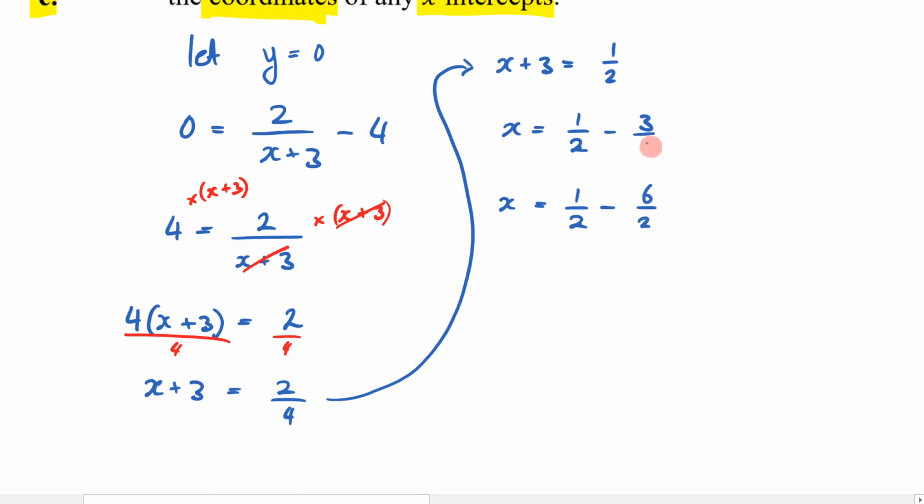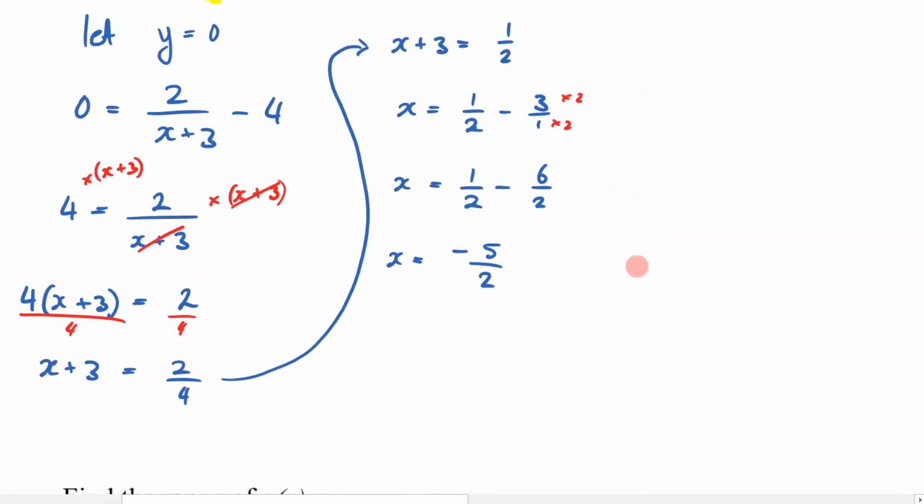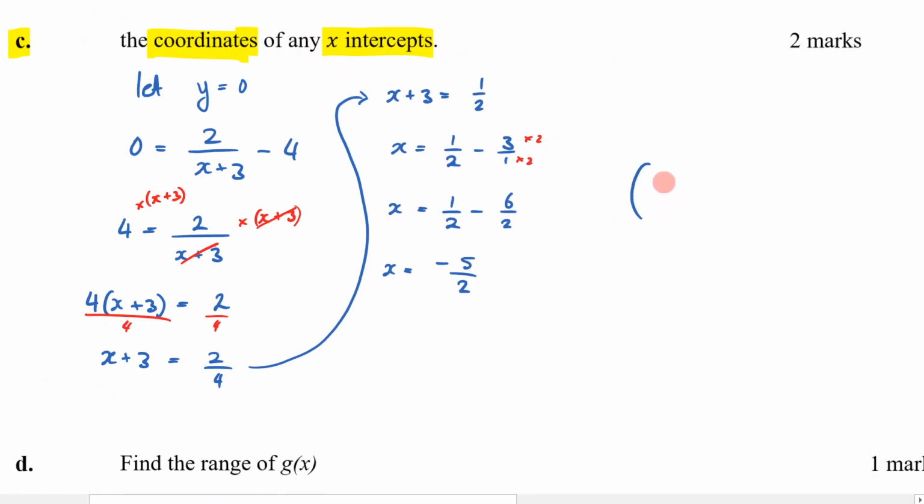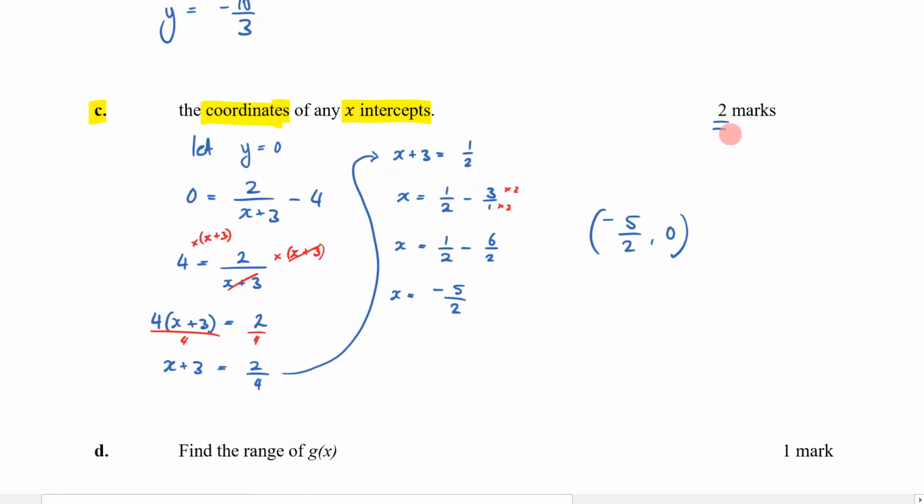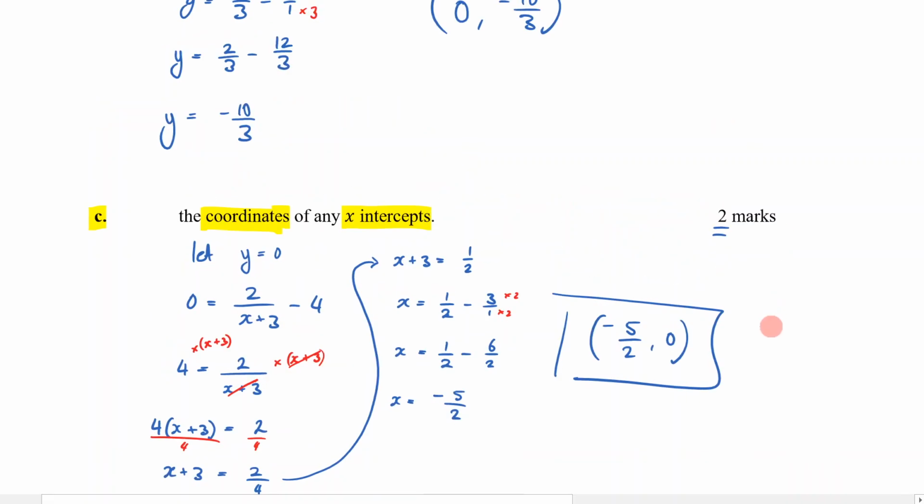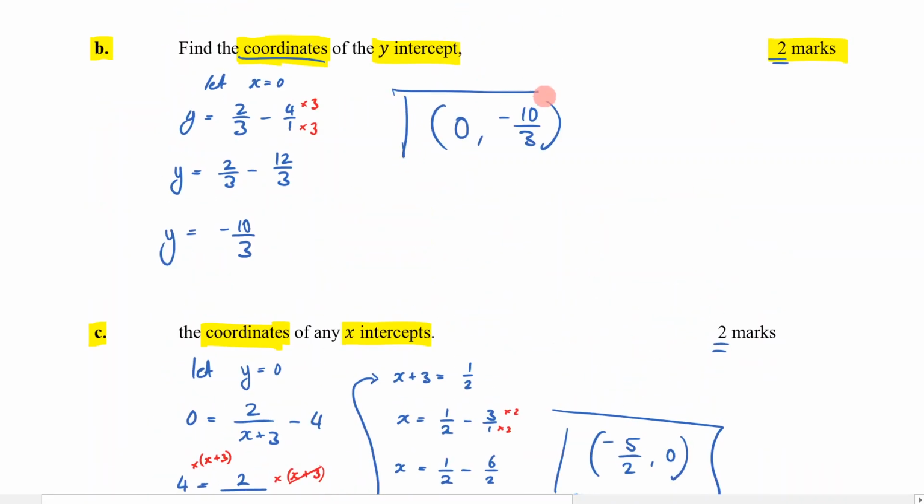So just to go slowly here, what I did is I know that 3 is the same as 3 over 1. So I would have to times this by 2 and this by 2. And that's how I get that. And that means what I'm going to get now is 1 minus 6, which is negative 5 on 2. And that means my final answer here, let me put it over here, will be negative 5 on 2, 0. So remember, this thing is worth 2 marks. So 1 mark for the working, and then 1 mark for your final answer. And that's my final answer, just as this is my final answer.